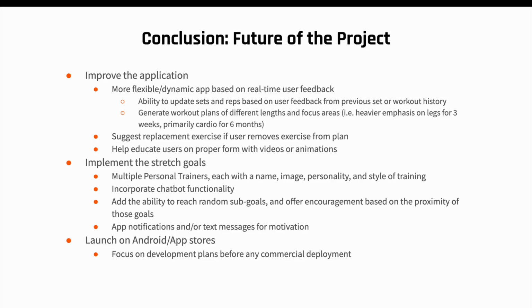This would be like an AI trainer, incorporating chatbot functionality like ChatGPT to talk to the users and motivate them, and adding the ability to reach random sub-goals and offer encouragement based on the proximity of those goals. We'd also apply an app notification or text message for motivation, and eventually launch it to Android app stores. We'll be focusing on development plans before we even think about any commercial development at this time.